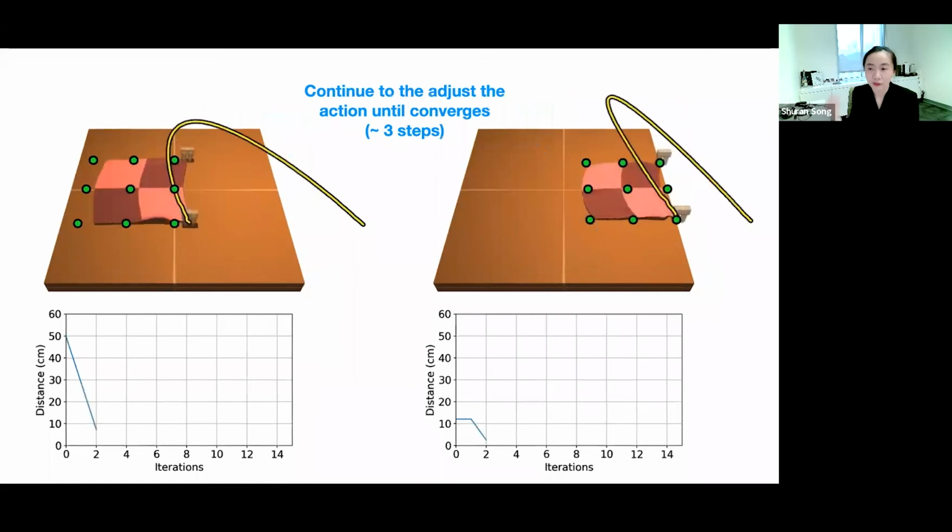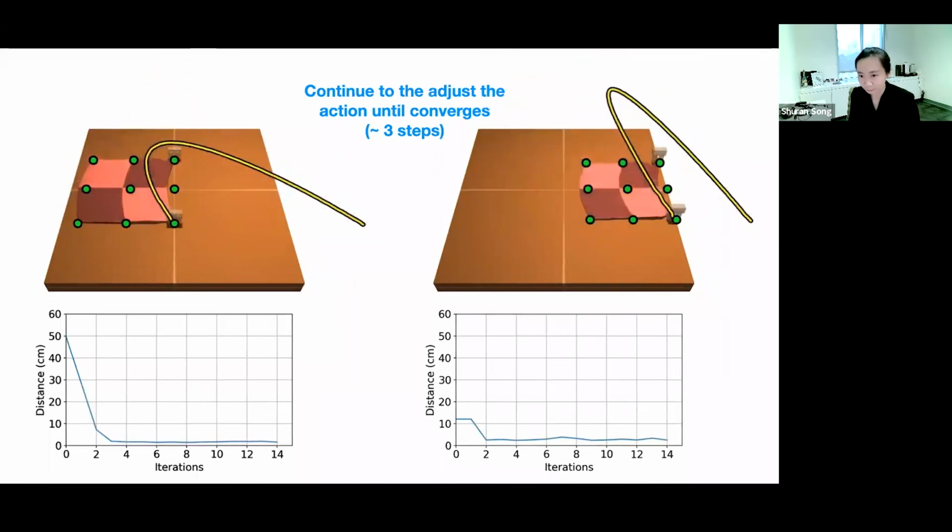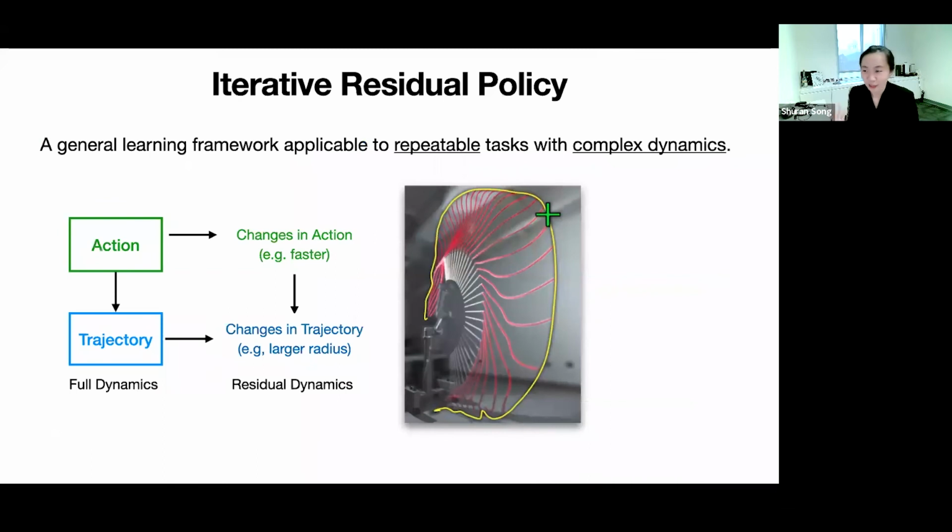And then the algorithm will continue to adjust its action until it achieves the goal or converges. It typically takes 3 steps for this task. So as you can see, this formulation of iterative residual policy is pretty general and can be applied to many tasks as long as they are repeatable, right? You can always reset the state and retry again. And even with very complex dynamics, like for example deformable objects, this framework works as well.